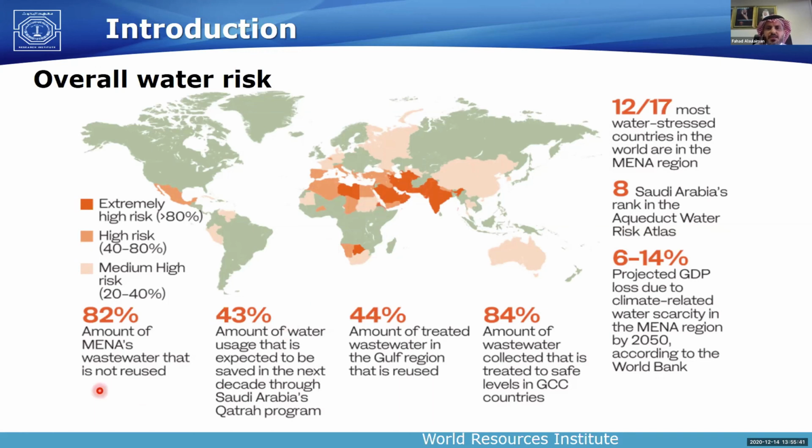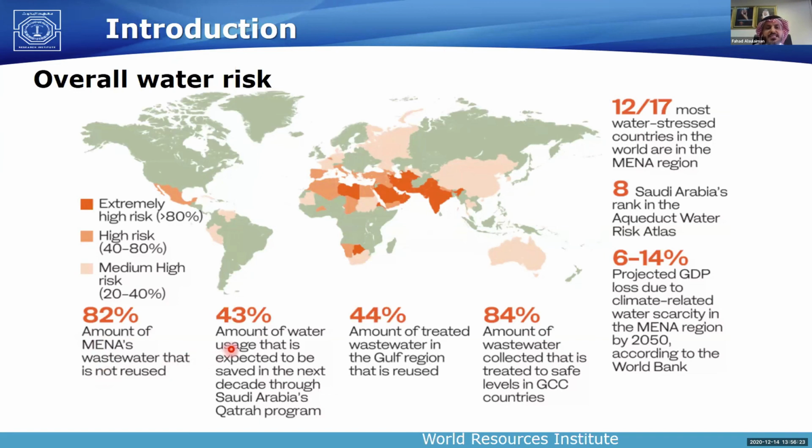In general, Saudi Arabia also is ranked number 8 in the shortage of adequate water according to the Water Risk Atlas. In addition, other numbers or statistics, as you can see, it is not just the water production. You have to think about treating the water or wastewater. So around 82% of the wastewater in the MENA region is not reused. So we have misuse of water.